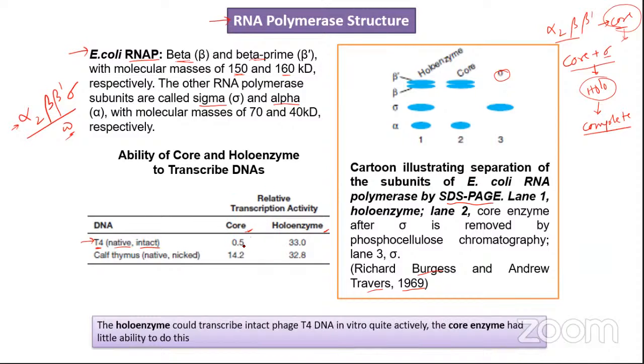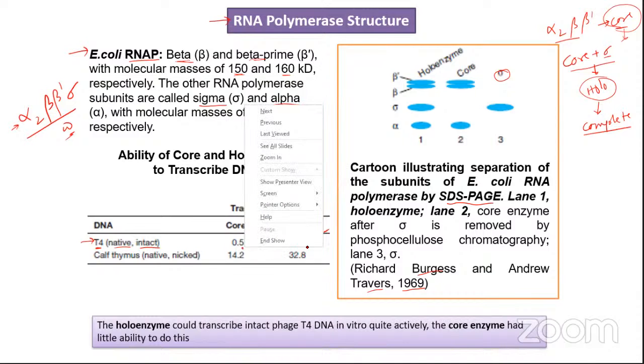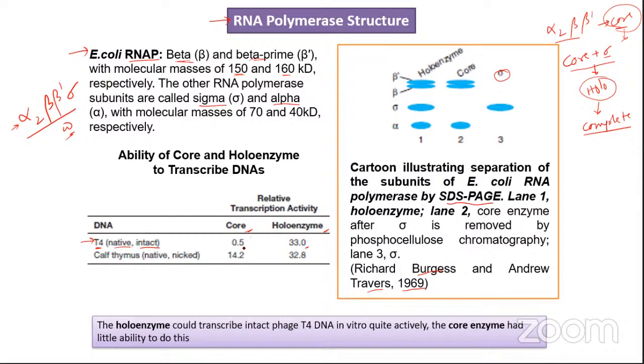If you look at the values given over here, this is the activity of the core enzyme. This is the activity of the holo enzyme. Which of the two seems to give you better activity when you are giving both the enzymes, the core enzyme as well as holo enzyme, intact native DNA molecule?